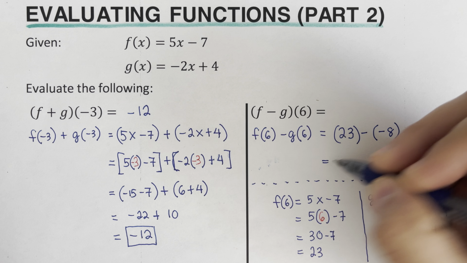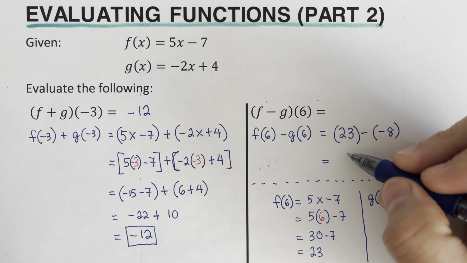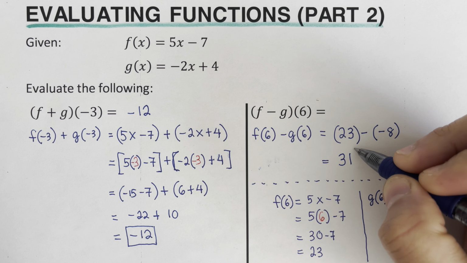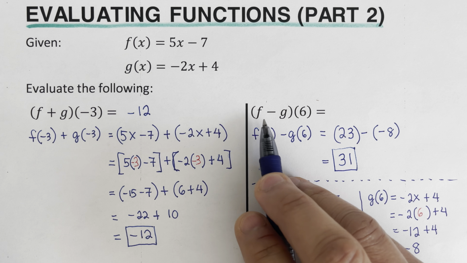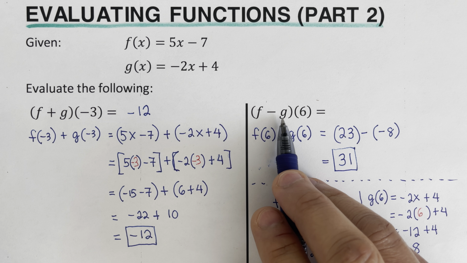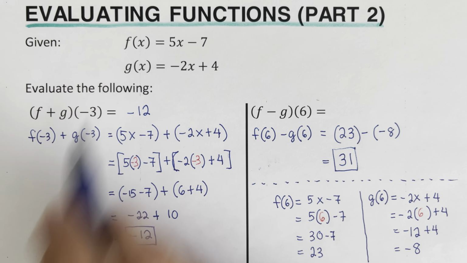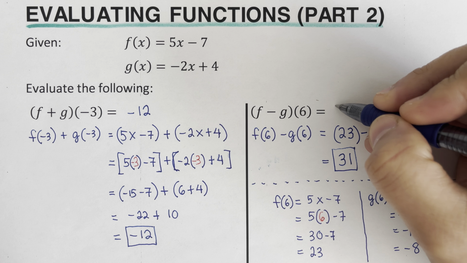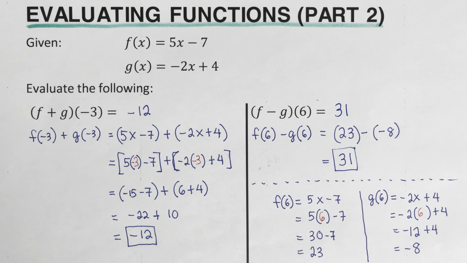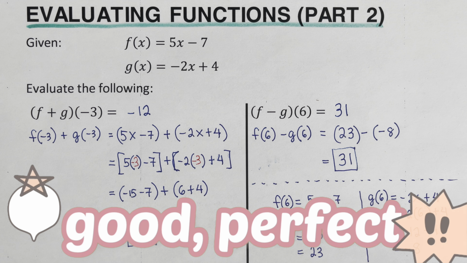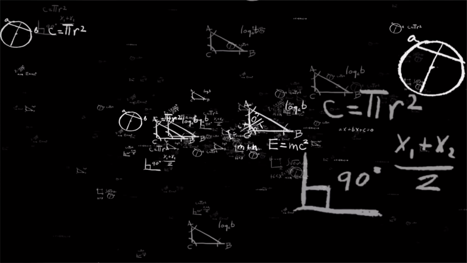So then this would come out 23 minus negative 8 is positive 31. So this is the value of f minus g of 6 given the f of x and the g of x up there. So this is 31 right here. Did you get the same answers as this? Good. Perfect. Now let's move on to the next example right here.